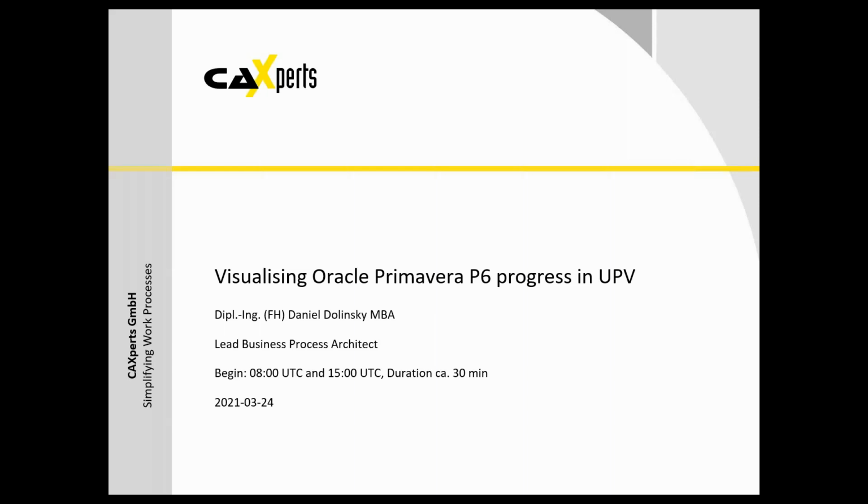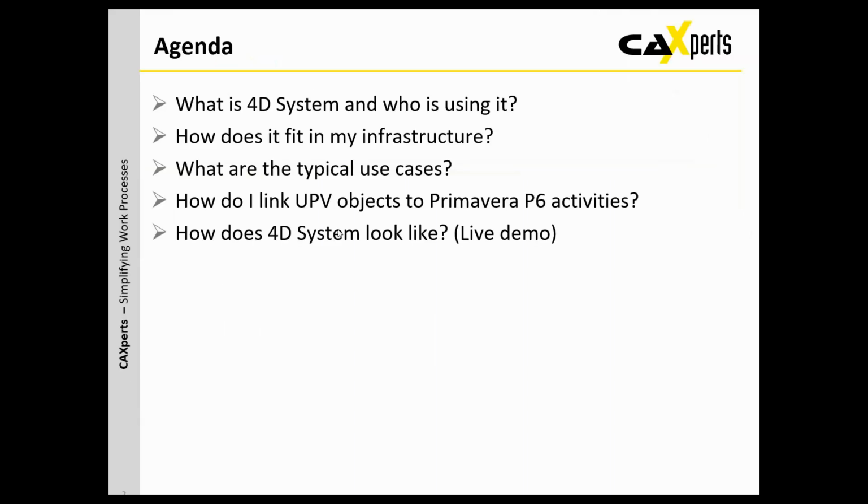So the agenda for today is that I try to answer the following questions. What is 4D system and who is using it? How does it fit in your infrastructure? What are typical use cases for 4D system? How can you link UPV objects to P6 activities? And how does it look like? So I will do a live demo at the end of these PowerPoint slides here.